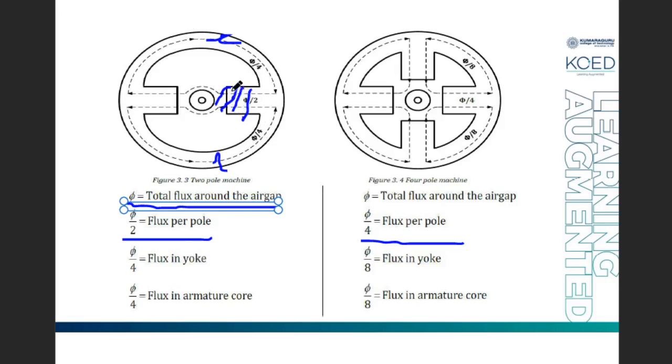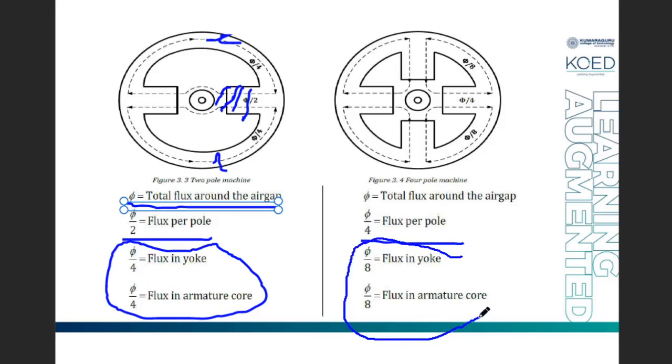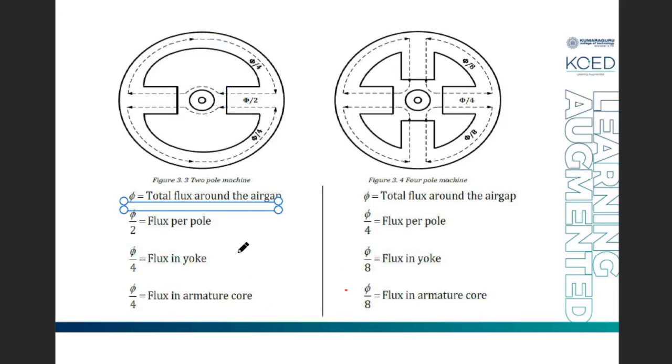If you see, this flux per pole 5 by 2 is getting halved over this portion as well as this portion. So this 5 by 2 becomes 5 by 4 here as well as 5 by 4 here. So the flux in the yoke will be half of the flux per pole. Similarly, in case of your 4-pole machine, since the flux per pole is 5 by 4, the flux in the yoke and armature core will be half of it, that is 5 by 4 divided by 2, that is nothing but 5 by 8. So what do we infer from this flux distribution?